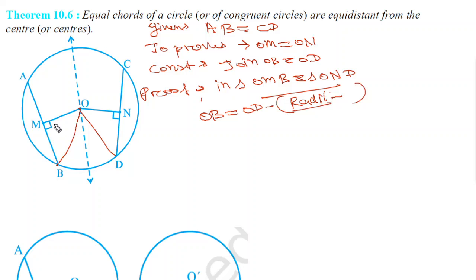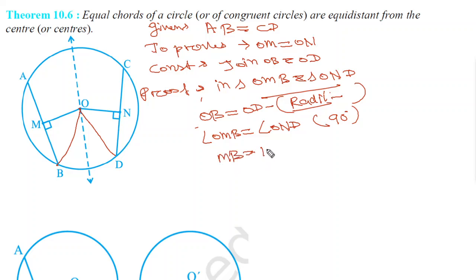Then we can say these angles are 90 degrees. Angle OMB is equal to angle OND. Reason is 90 degrees. Now we have two right angles and one hypotenuse equal. Now if one side will be equal, then these two triangles will be congruent. You see, AB was equal to CD. Therefore, half of AB is MB and half of CD is ND. Now MB is equal to ND.